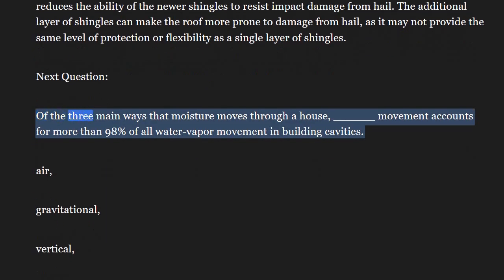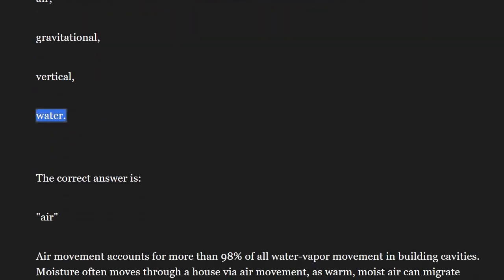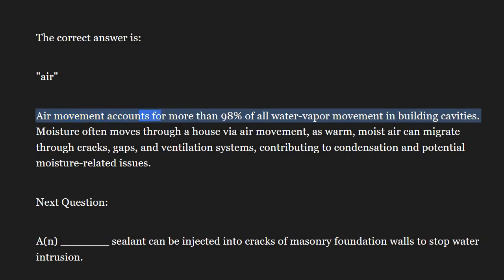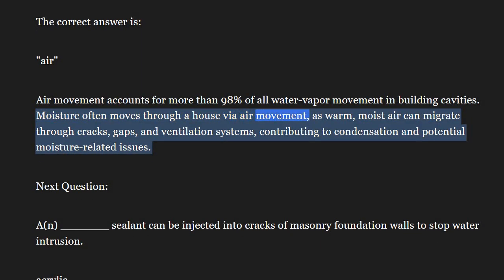Next question. Of the 3 main ways that moisture moves through a house, blank movement accounts for more than 98% of all water vapor movement in building cavities. Air, gravitational, vertical, water. The correct answer is air. Moisture often moves through a house via air movement, as warm, moist air can migrate through cracks, gaps, and ventilation systems, contributing to condensation and potential moisture-related issues.